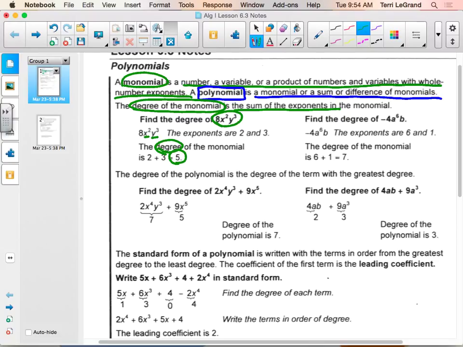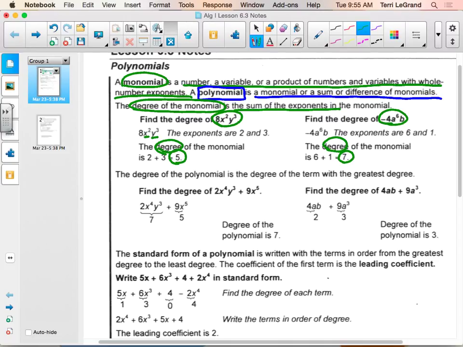In our other one over here, we have another monomial, -4a to the 6th b. So we look at the variable factors in our monomial, and we ask, what are the exponents on the variables? We have a 6 and an invisible 1 on that b. So we add those together, and we say that the degree of this one is 7. 6 plus 1, 7. It's a degree 7 monomial.